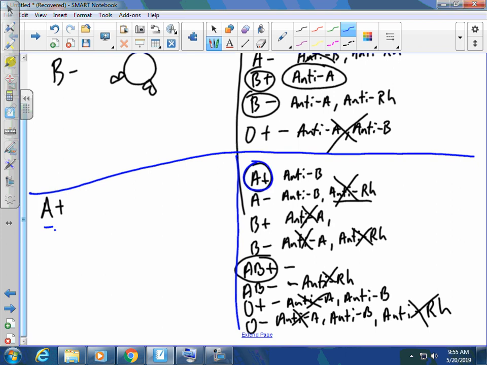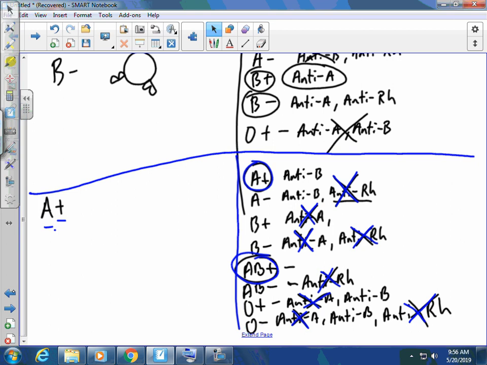A negative would be a problem because it has anti-Rh. They have anti-Rh antibodies. B positive people would have anti-A antibodies, which are a problem. B negative would have anti-A, which is a problem. They also have anti-Rh, which is a problem because it's positive. AB positive people, no antibodies, so that's cool for this. AB negative is anti-Rh, so that's a problem. And O positive, anti-A is a problem. O negative, anti-A is a problem, also anti-Rh. So that's it for the blood types.